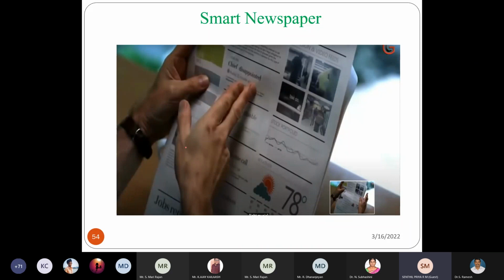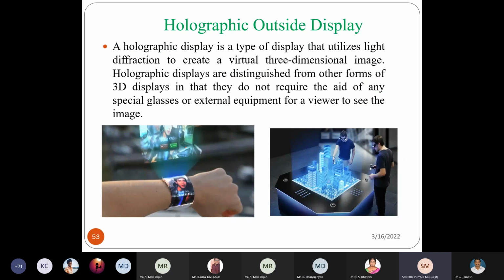Can you see the image? Smart newspaper. Yes? Yes, ma'am. Okay, that is the outside holographic display. Can you see the display now? Holographic outside display? Yes, ma'am. Yes, sir.